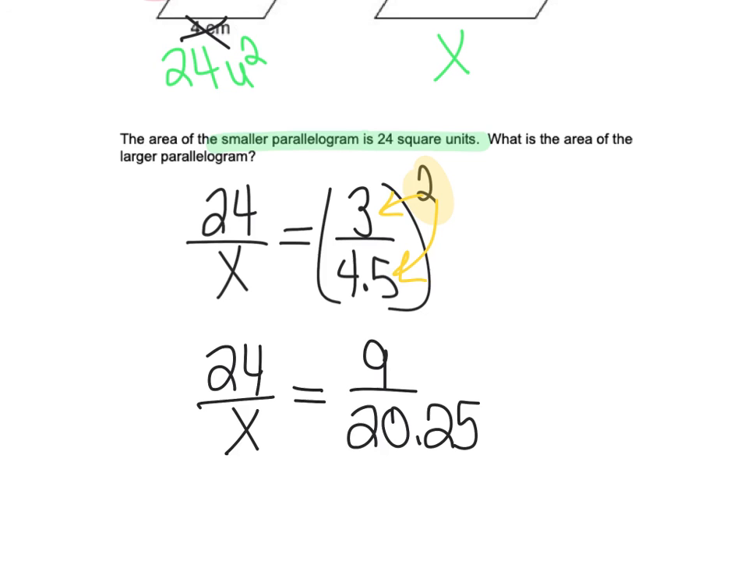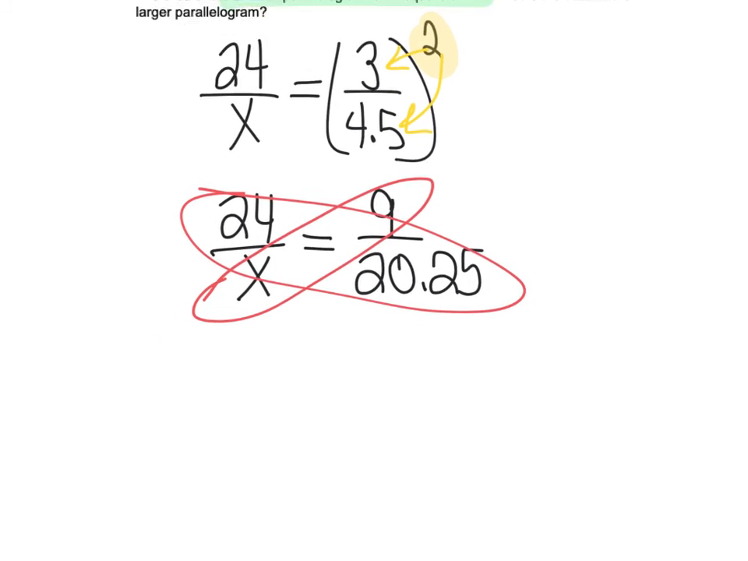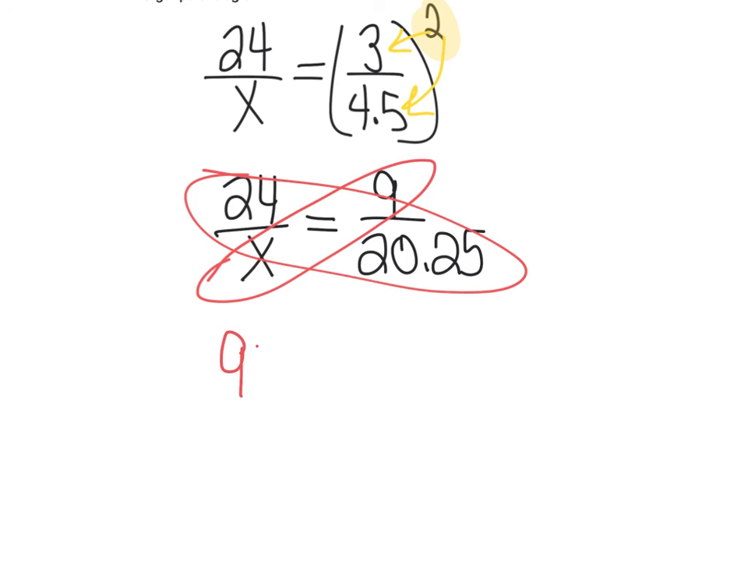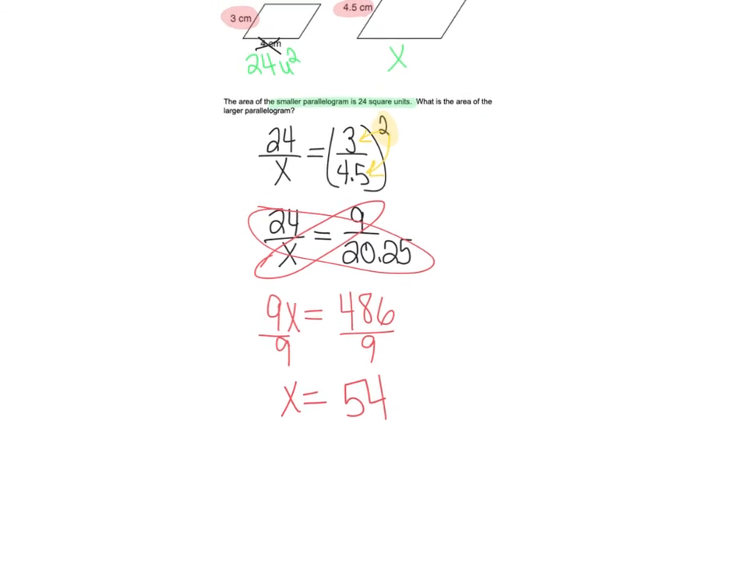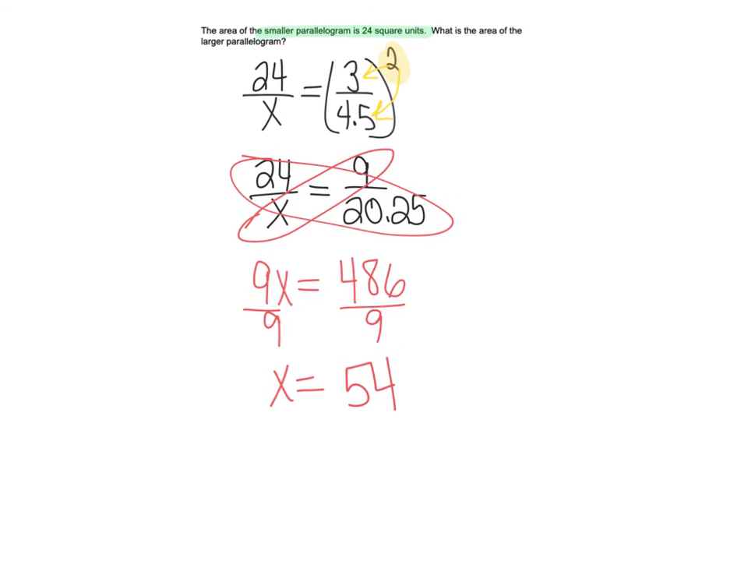And again, once we get these numbers how we want them, we can use the butterfly method and cross multiply. So I get 9x equals 20.25 times 24, which is 486. And if I divide by 9 on both sides, I get that x equals 54. And let's look up here, what are my units? We are in centimeters, so we would call that centimeters squared.